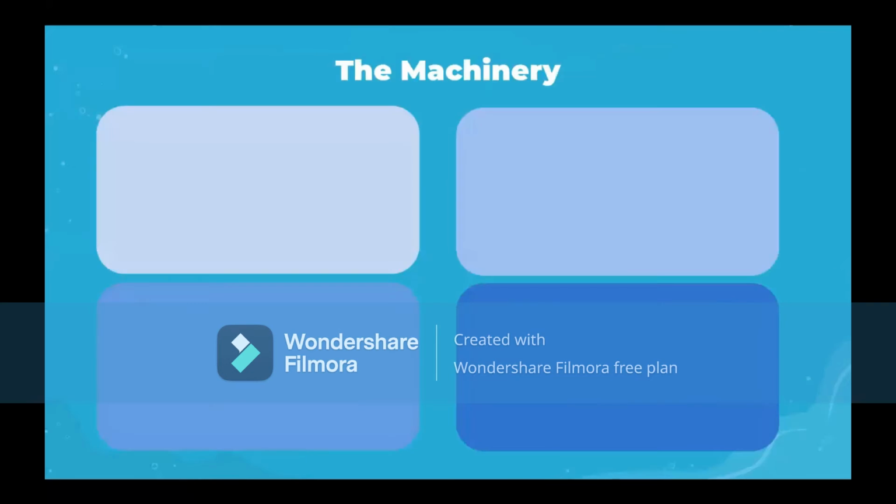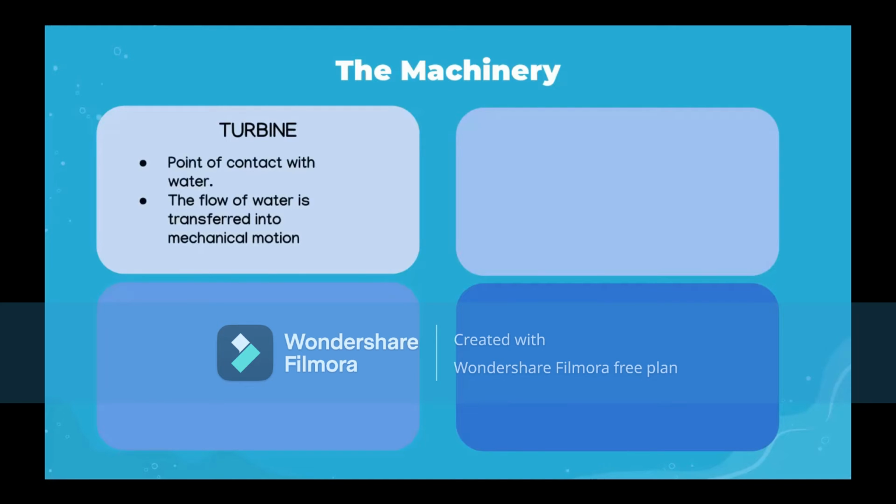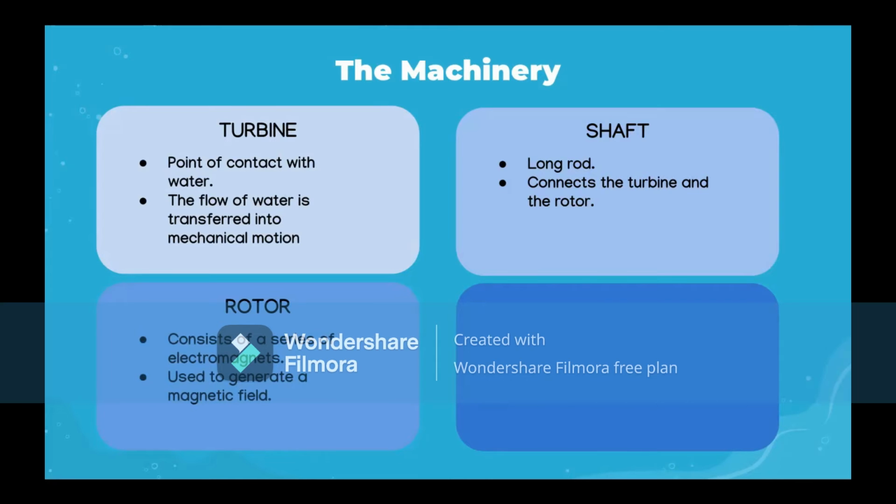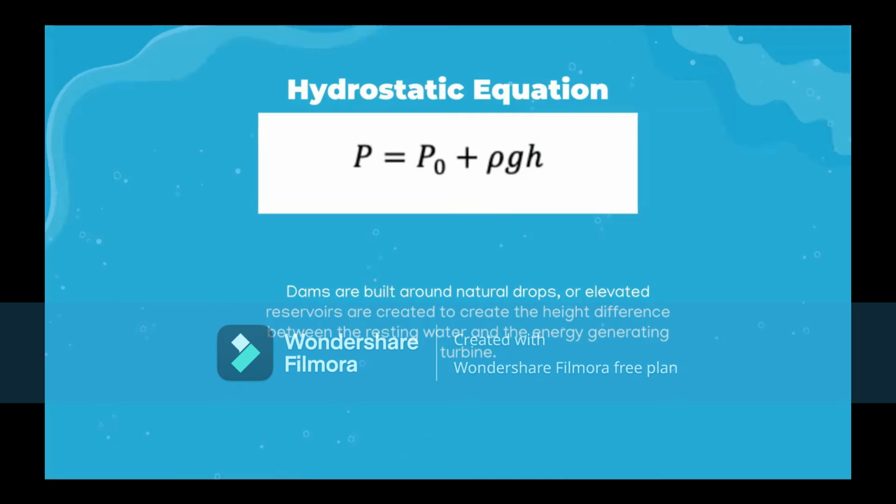Let's get into it. Before we actually talk about the physics of dams, let's get into a little bit about the machinery behind the generation of electricity. The generator itself is composed of four main components. We have the turbine, which is in contact with water. We have the shaft, which is connected between the turbine and the rotor, and this spins both the turbine and the rotor. We have the rotor, which produces a magnetic field, and we also have the stator, which generates the electricity. Let's get into the physics.